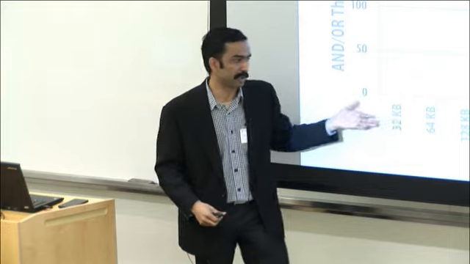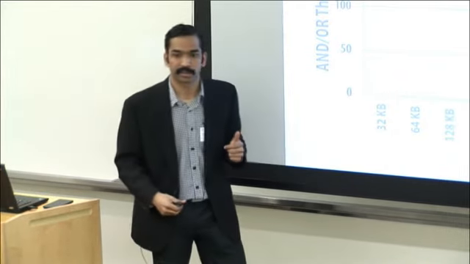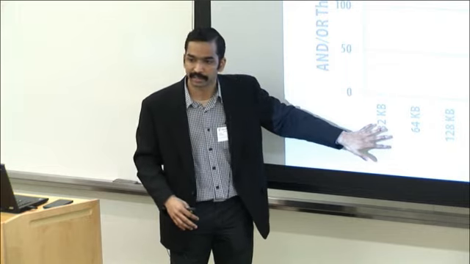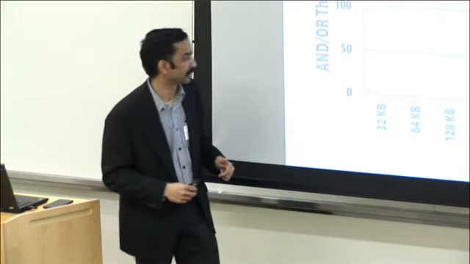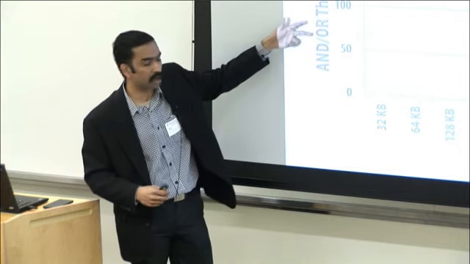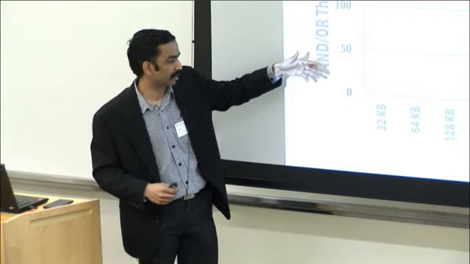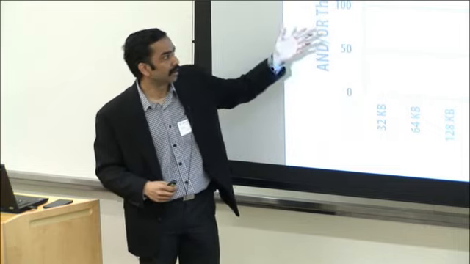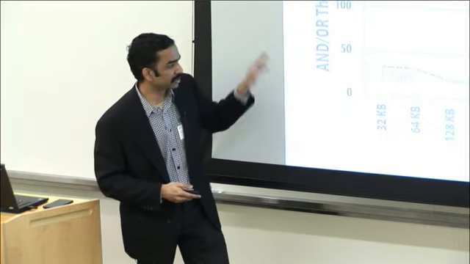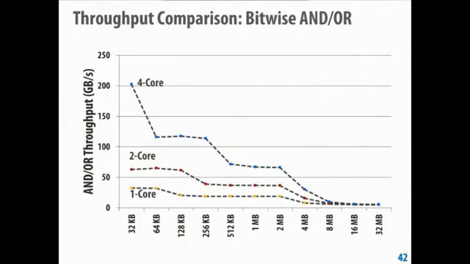Starting from 32 kilobytes all the way up to 32 megabytes. Right? So the working set of the application is somehow 3 times this size, because we have three such vectors. And the y-axis is showing the throughput of performing bitwise AND or OR for this particular benchmark in terms of the gigabytes of result produced per second. Right? So this is the throughput that you can achieve with one core.